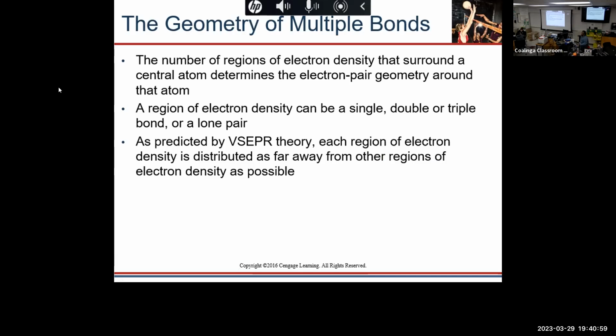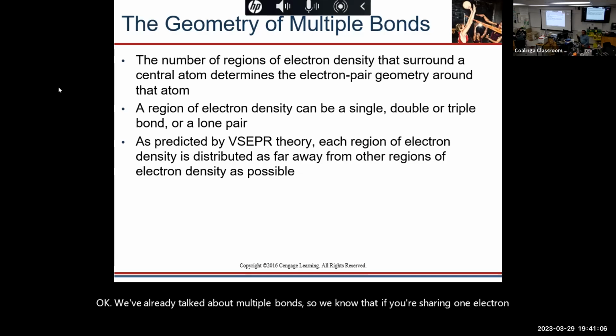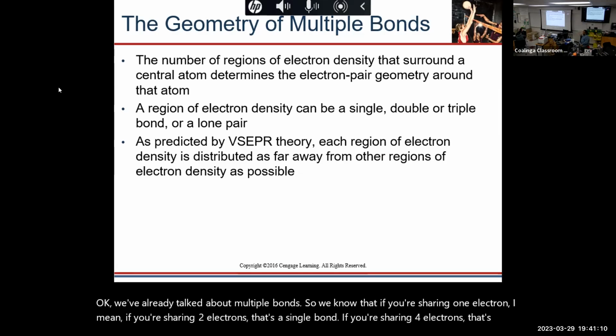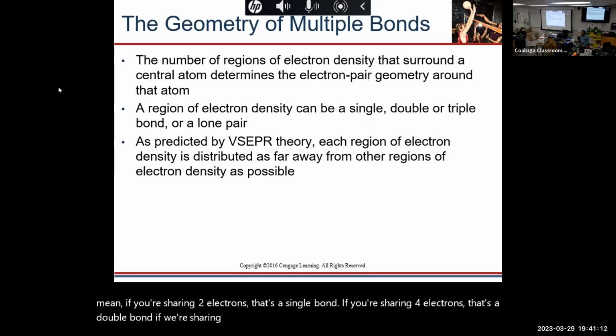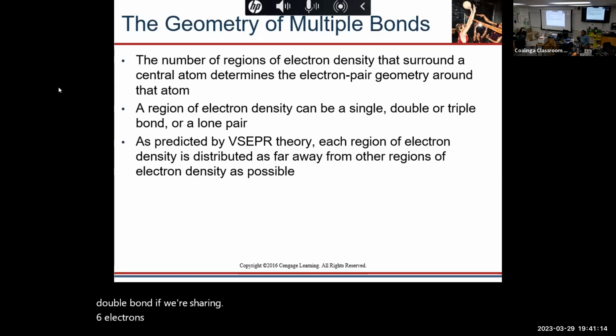Okay, we already talked about multiple bonds. So we know that if you're sharing two electrons, that's a single bond. If you're sharing 4 electrons, that's a double bond. If we're sharing 6 electrons, it's a triple bond. Okay, so we can also have cases where we have more than one center atom. I'm going to give you an example of that here in a minute.